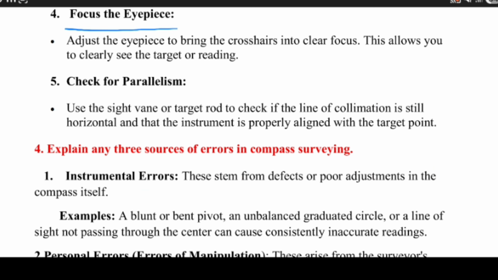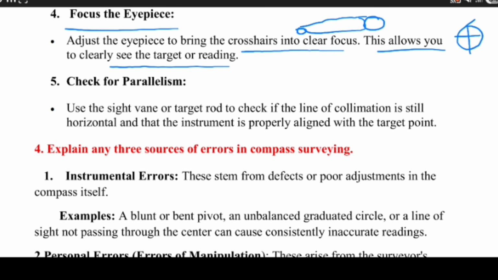Next point is focusing the eyepiece. In the telescope, this is the eyepiece and this is the objective end. We have to focus the eyepiece so that in front of it we see the cross hairs, like this. This allows a clear target. Once you target any point, you should see the cross hairs properly. And next, parallax. The objective end is sighted on the target, and we check that the line of collimation is horizontal and properly aligned to the particular target.